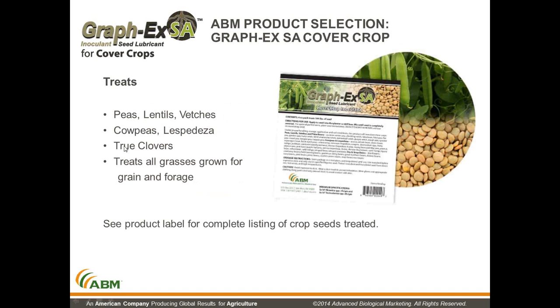They also have the rhizobium strain that's necessary for true clovers. We've also added on here trees, all grasses grown for green forage, because we've got the trichoderma. The SA means we've added a strain of trichoderma in it as well. But I would suggest and encourage you, to find out all the cover crops that this product treats, to go to our website and search out Graphex SA, and you can pull the label up and see all the various types of crops that it does treat.